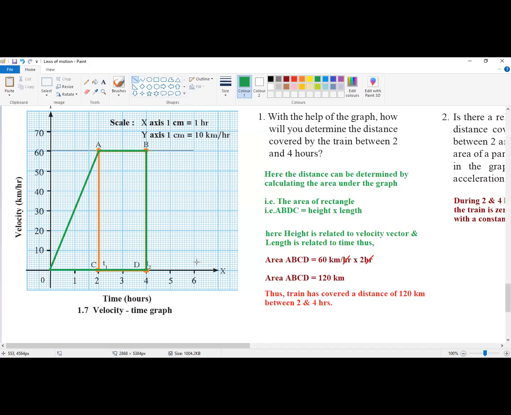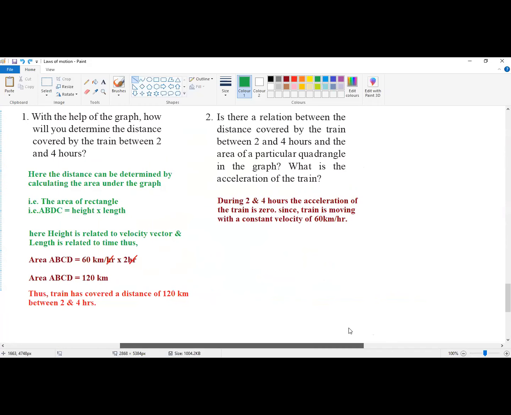Okay, all right. So second question, let's go to the second question. Is there a relation between the distance covered by the train between 2 and 4 hours and the area of a particular quadrangle in the graph? What do you think? Is there any relation between distance covered and the area of the quadrangle in the graph?